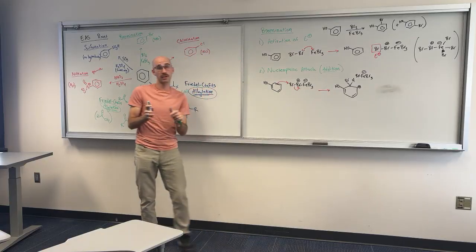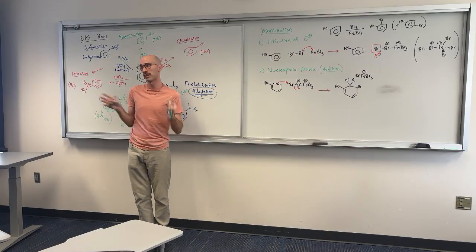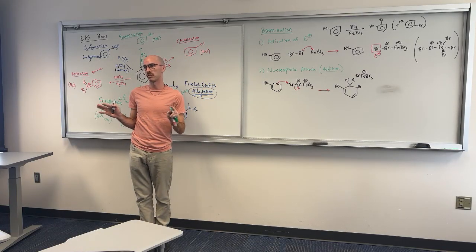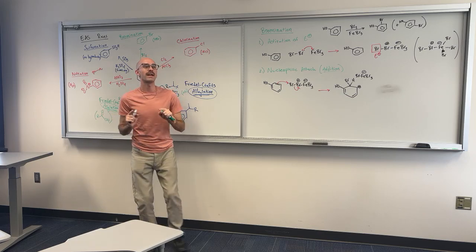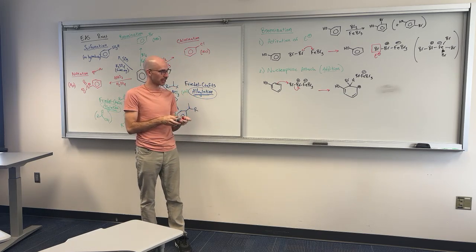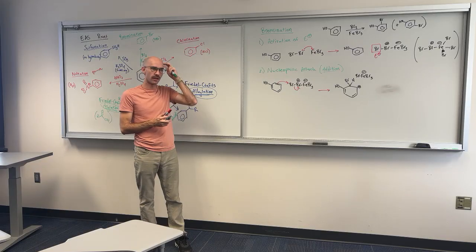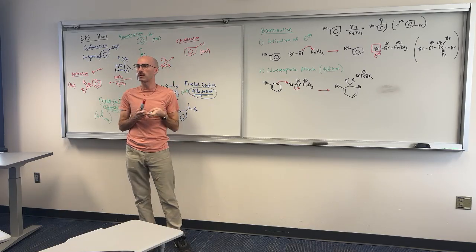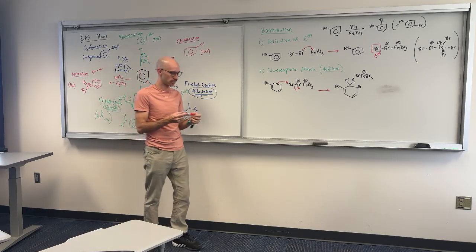I just want to make it clear, the positive charge is not in an ortho or para position. That's not what we're looking for. The ring attacked from an ortho position. But let's look at what happens when the ring has attacked from here. Let's look at what happens to that positive charge.